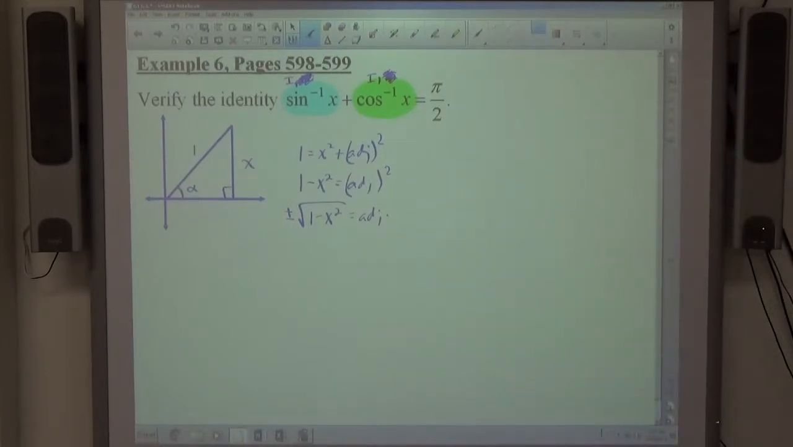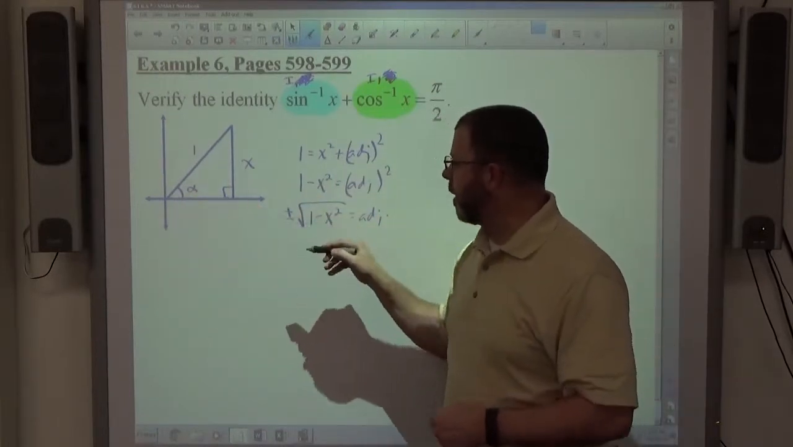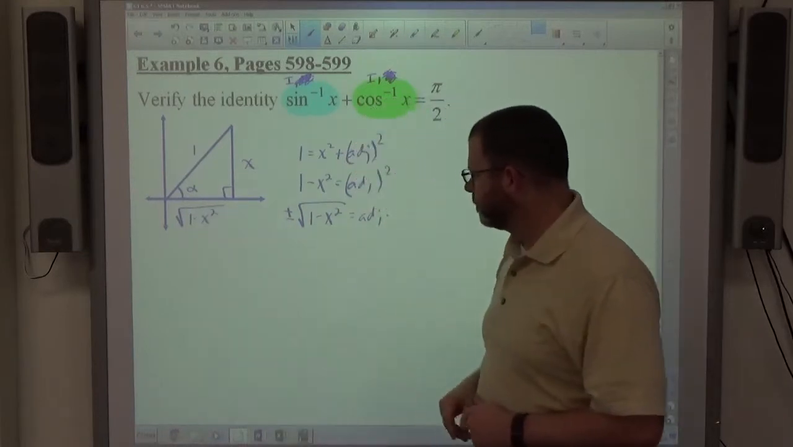Okay, which one should I take, the positive or the negative? Positive. Because? It's going to the right. So officially the square root of this is plus or minus, but since we're going to the right, we'll take the positive square root. So the square root of 1 minus x squared is what this side is.